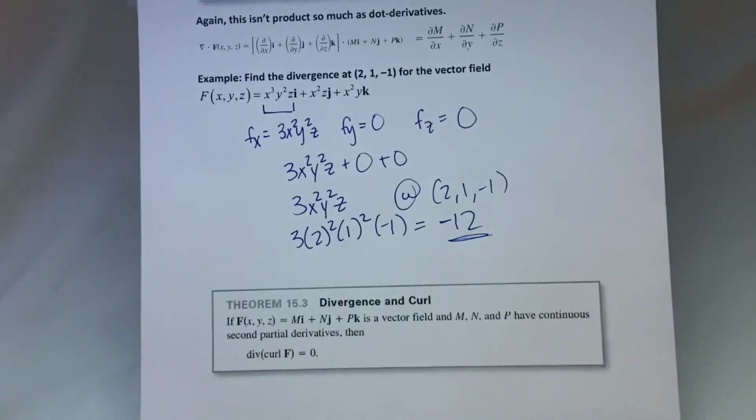So one theorem here at the end of 15.1: divergence and curl. If f is a vector field, and M, N, and P have continuous second partial derivatives, then the divergence of the curl of f is 0. That's just a little piece of information there. Sometimes you can use that to check the curl. And that's all for 15.1.